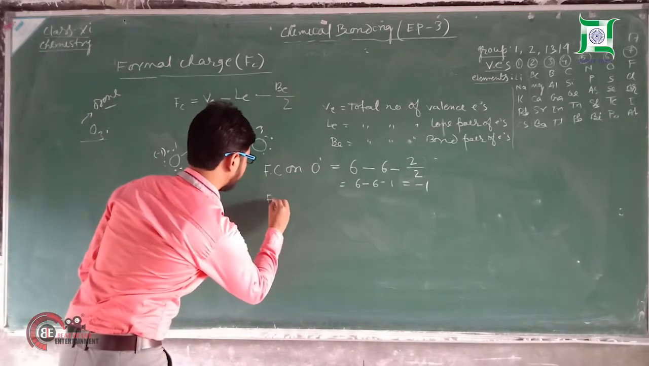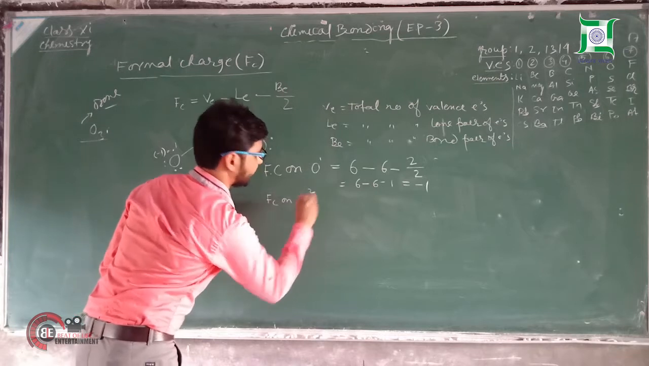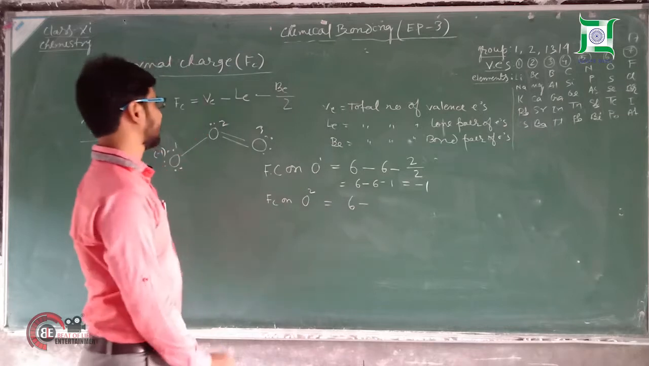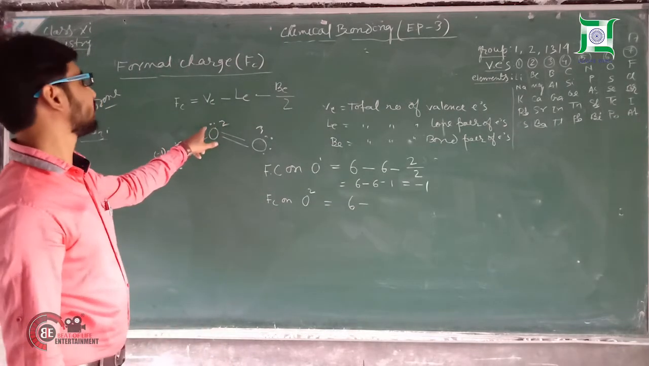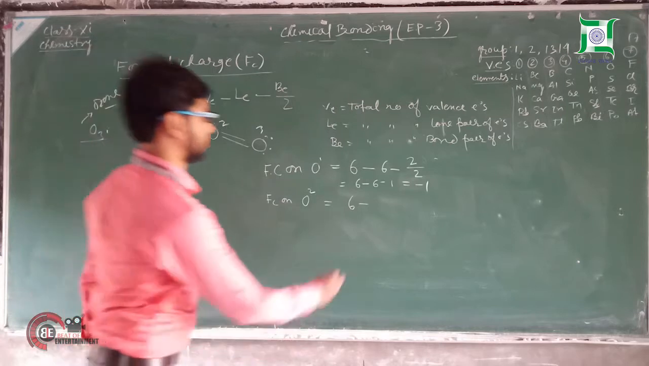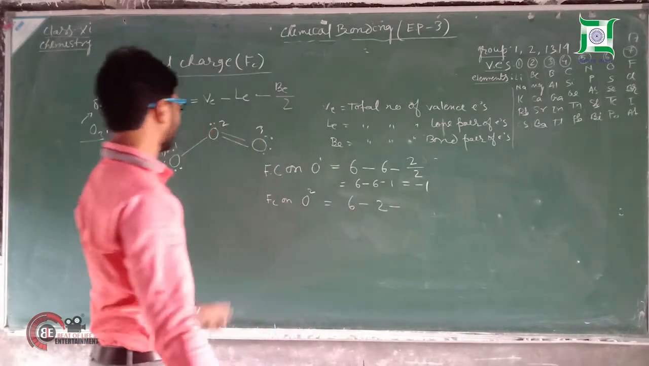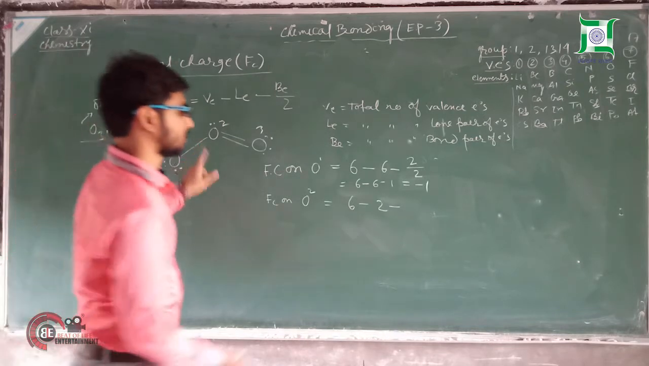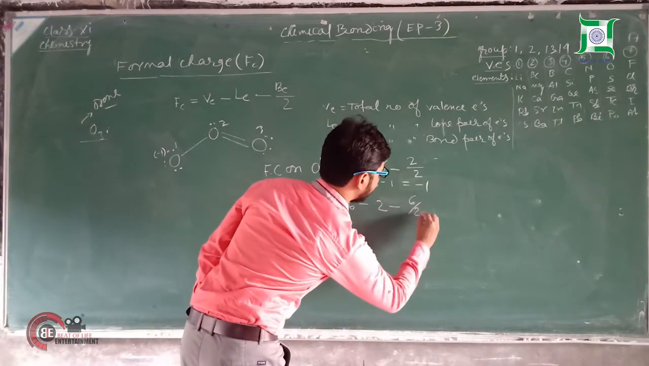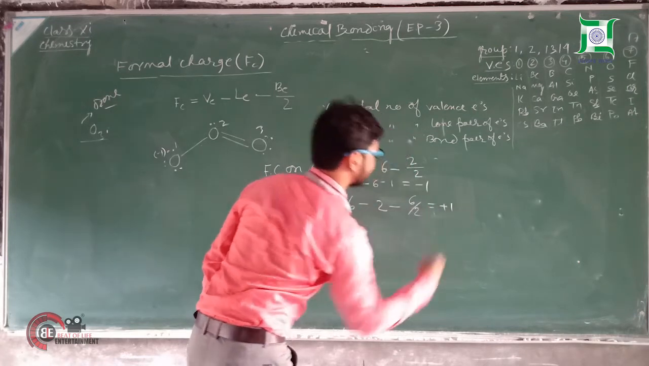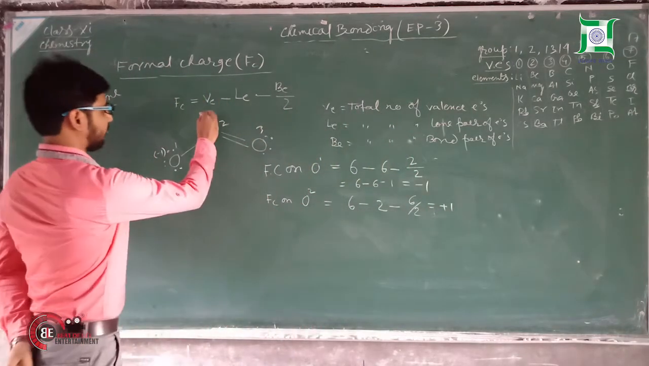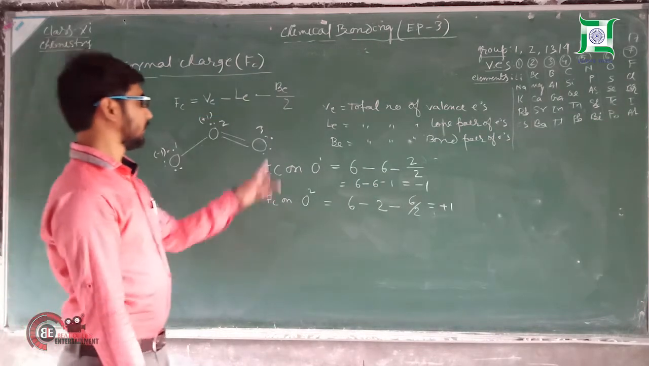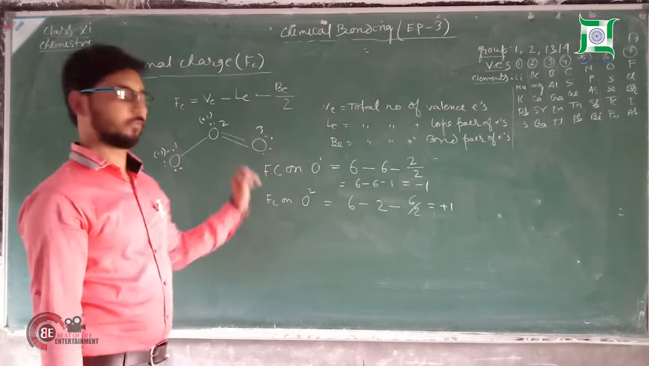Now we calculate the formal charge on this oxygen atom. Formal charge on oxygen 2 equals 6 valence electrons minus the number of lone pair electrons in this oxygen atom, which is 2, minus the total bond pair electrons. There are 3 bonds, so 6 electrons, and 6 by 2 gives you plus 1. So the formal charge on this oxygen atom is plus 1.